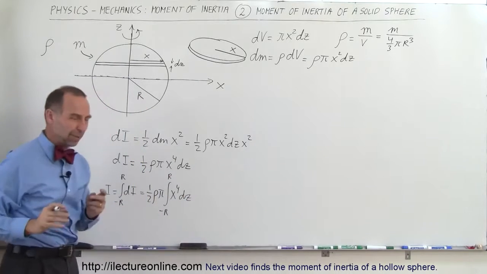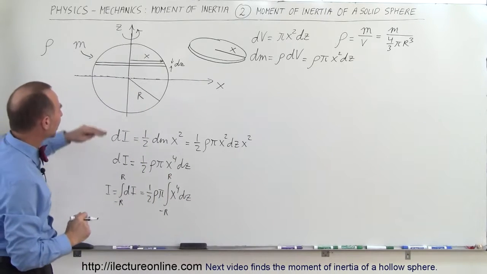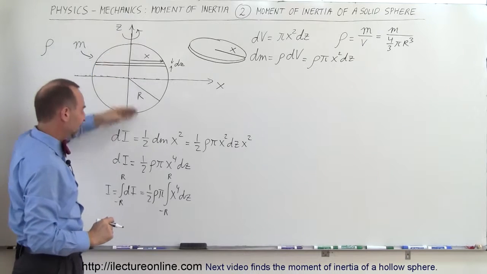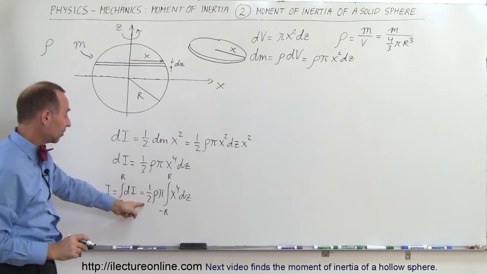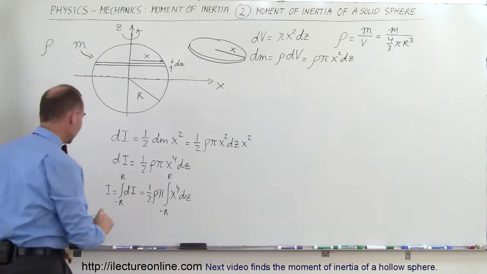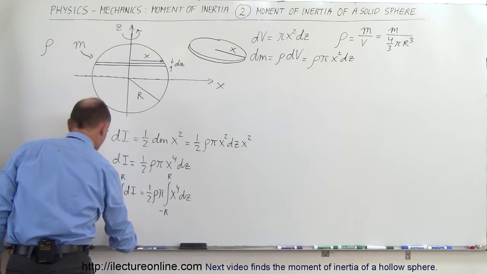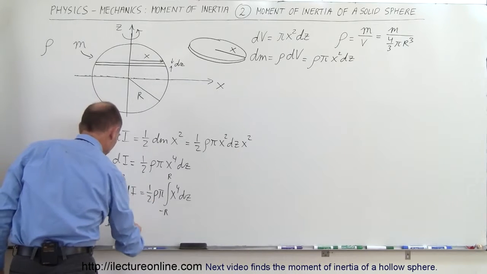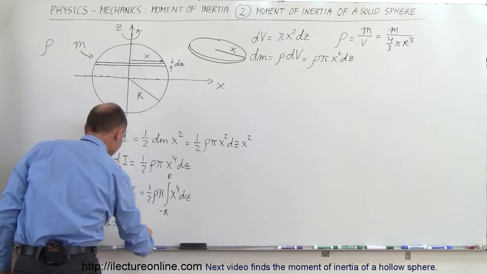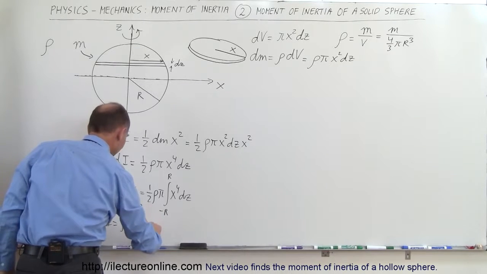Now, I like to make things as simple as possible, so I'm going to integrate from 0 to r and simply double the integral. So I is equal to twice that, which is rho times pi times the integral from 0 to r of x to the 4th times dz.